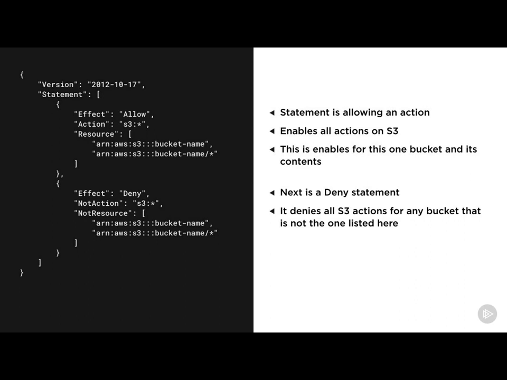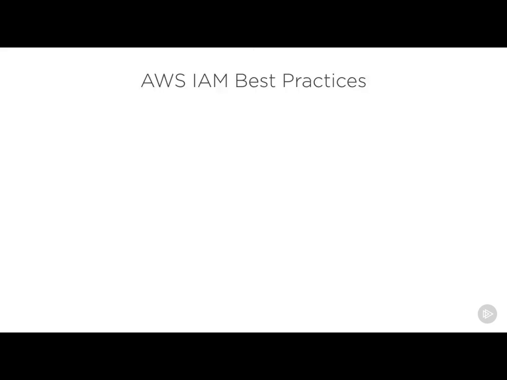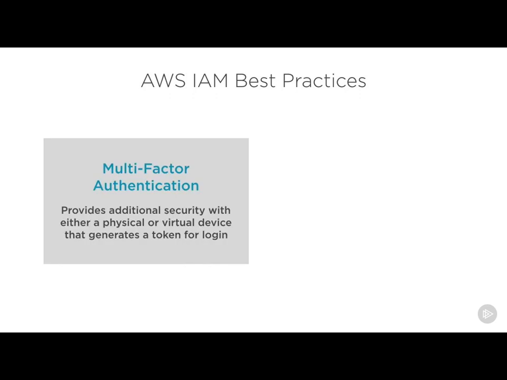Now, let's next talk about some different best practices when working within IAM. The first best practice is multi-factor authentication. What this does is give an extra layer of security for our users. So when they log in, they will log in with their username and their password, and then a token. And this is either going to be a physical or a virtual device that's going to generate that token for login. And you might have seen this in other places. Many web services now offer multi-factor authentication, but this is just another layer of security.